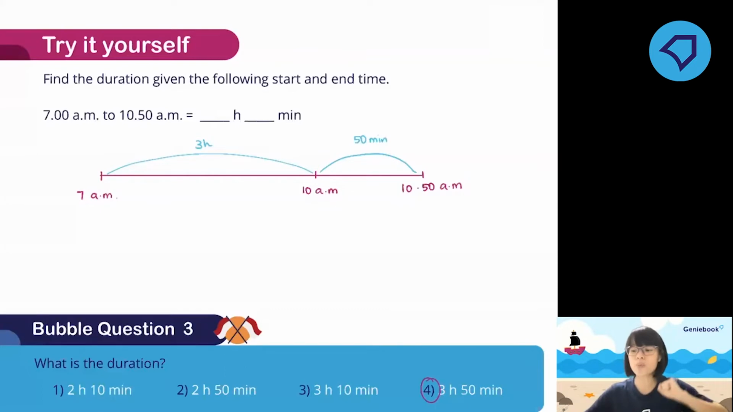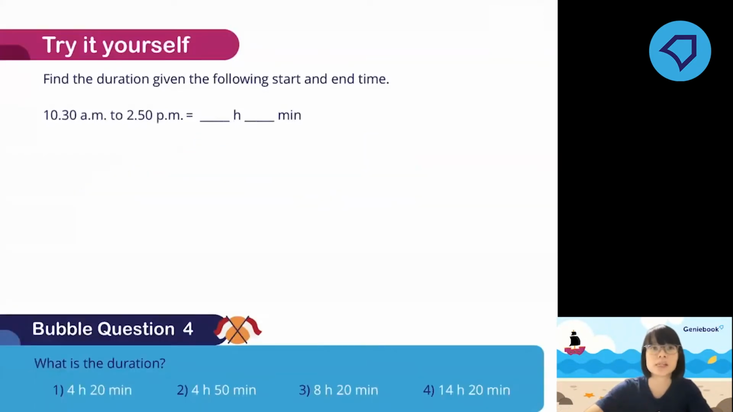Okay, so let's try one more. Let's try one more before we go on to the word problem. So this is just a paste of it. Okay, find the duration given the following start and end time from 10:30 a.m. to 2:50 p.m. What is the duration? You have 1.5 minutes. Please draw your timeline. Okay, if you need to draw it from 10:30 to 11 first, then 11 to 2, then 2 to 2:50, you can do so. All right.